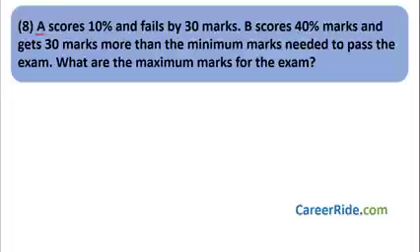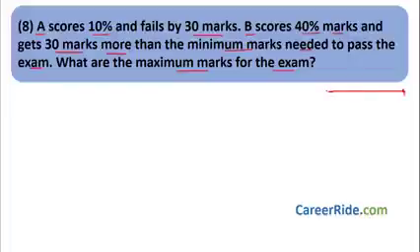Question number 8. A scores 10% and fails by 30 marks. B scores 40% marks and gets 30 marks more than the minimum marks needed to pass the exam. What are the maximum marks for the exam? Now this is a similar sum, just a step ahead. Let's see how to solve it. Now A and B are giving the same exam, that means the minimum marks for both have to be same.